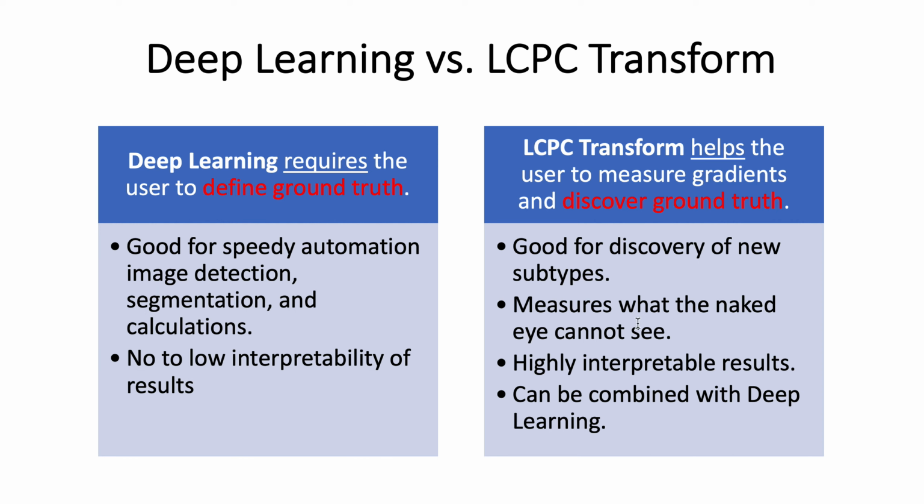And the good news is that both deep learning and the LCPC transform can be combined for the best of both worlds, because once you've defined or discovered new ground truth using the LCPC transform, then you can teach deep learning how to find those new ground truths.